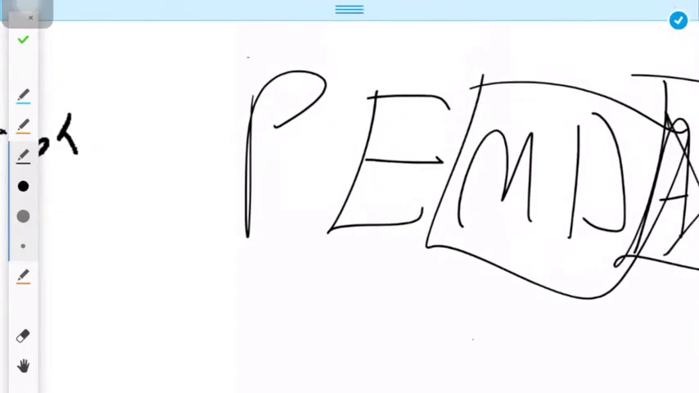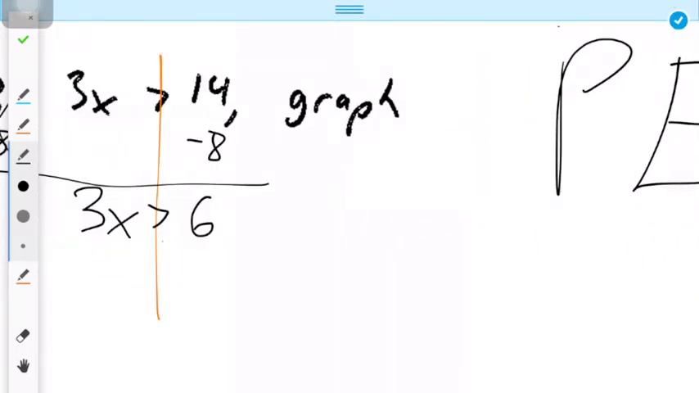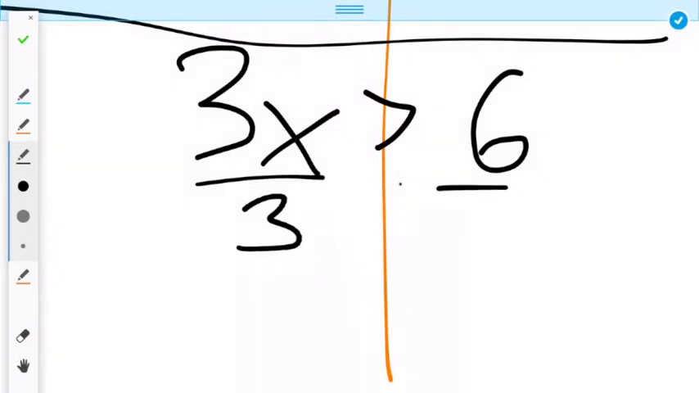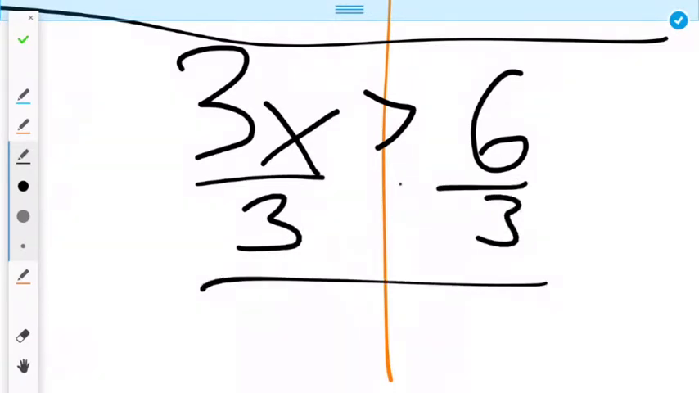I want to look at M and D now. So multiplication and division. I have multiplication. This is 3 times x. So in order to undo that, I want to divide by 3. Simplifies down to x and 2. And x is greater than 2, bringing down this symbol.